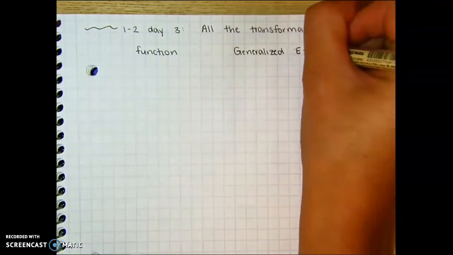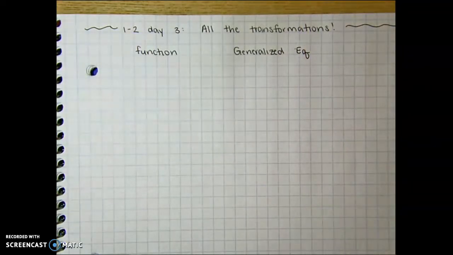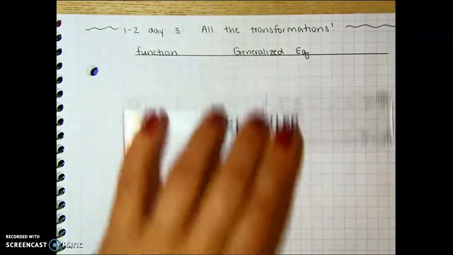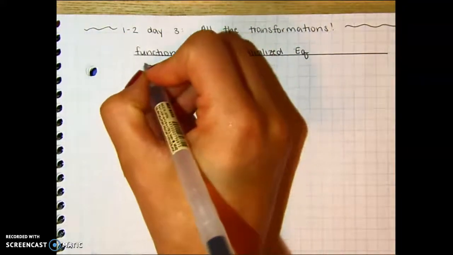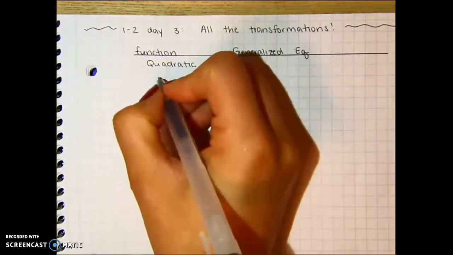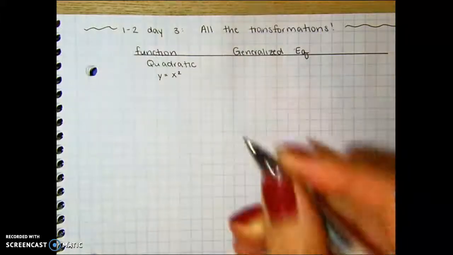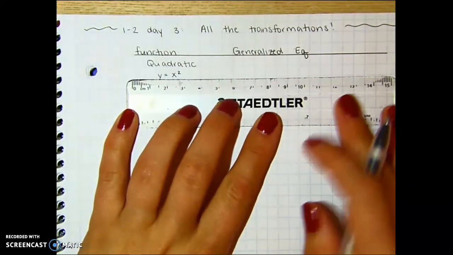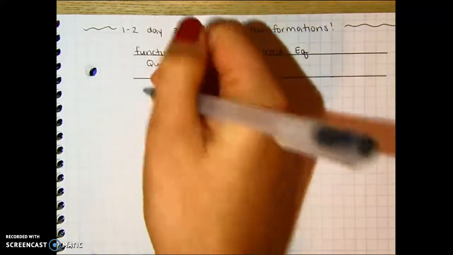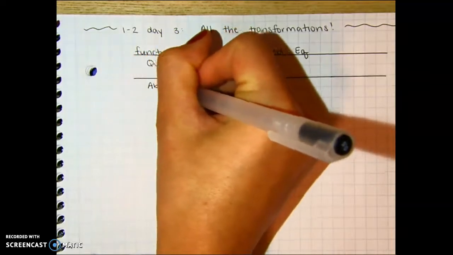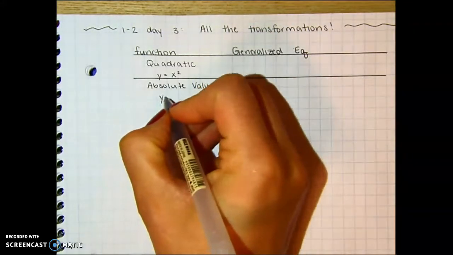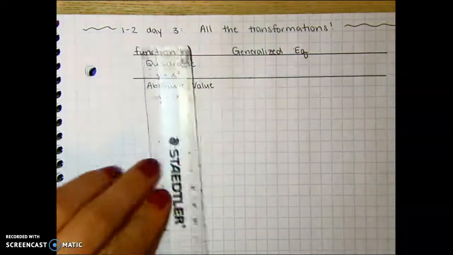Generalized equation. Alright, and I'm going to make a little table. So we're going to do quadratic. And remember, the parent is y equals x squared. And the absolute value function, and that is y equals the absolute value of x for the parent.